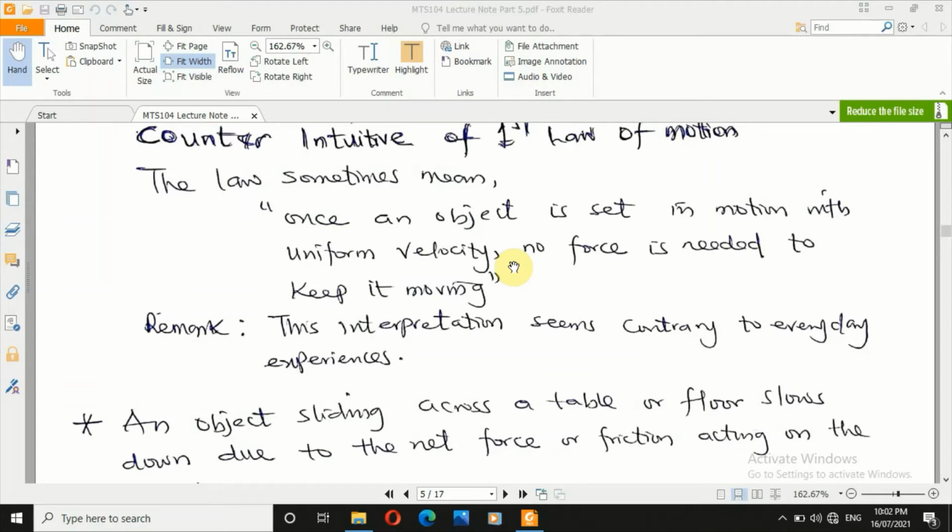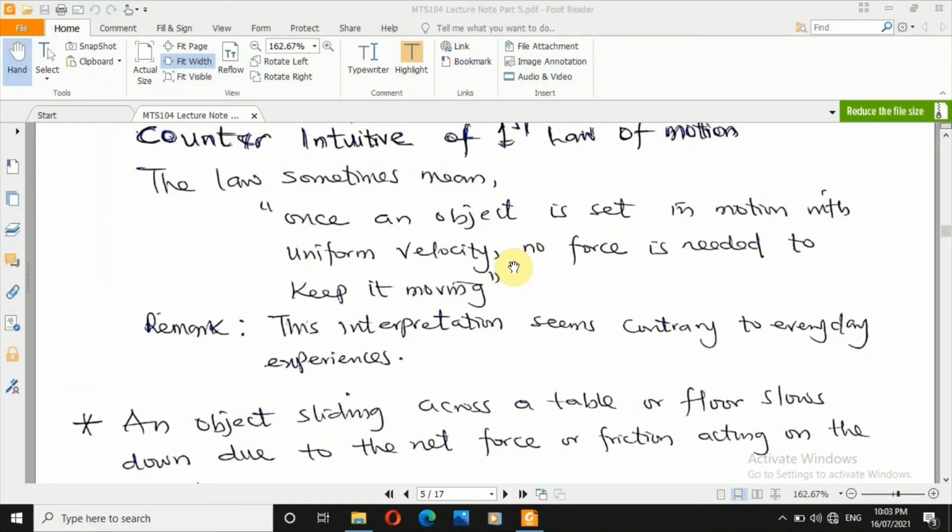This interpretation seems contrary to everyday experiences. That is true, because if you look at it very well, once an object is set in motion with a uniform velocity, no force is needed to keep it moving. Is that true? That is what we call the counterintuitive first law of motion, because that is what the law is trying to say. Is that really what it is saying?